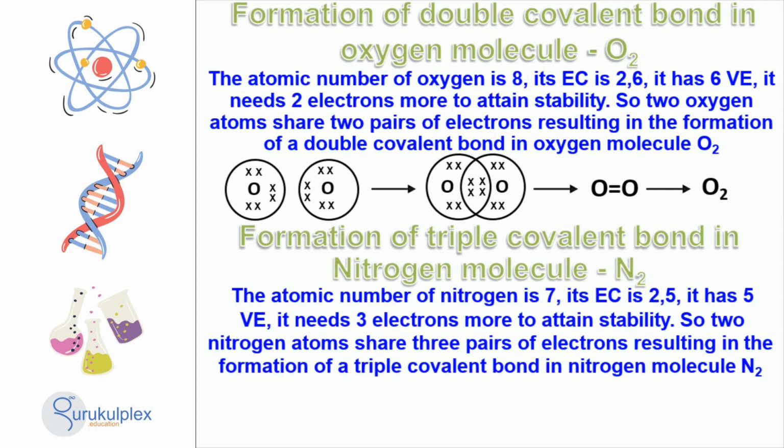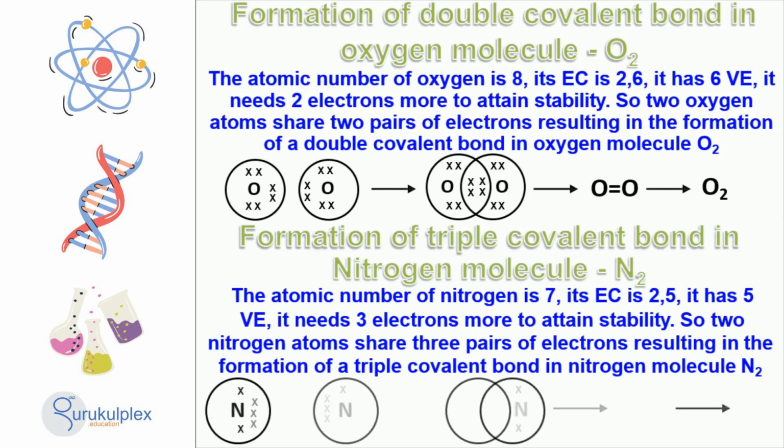Nitrogen has an atomic number of 7 and an EC of 2, 5, meaning it needs 3 extra electrons to become stable. This is why nitrogen atoms form a triple covalent bond when put together. Oxygen, with an atomic number of 8 and an EC of 2, 6, requires 2 extra electrons for stability, thus a double covalent bond is created. Nitrogen and oxygen molecules can then be combined to form various molecular compounds.